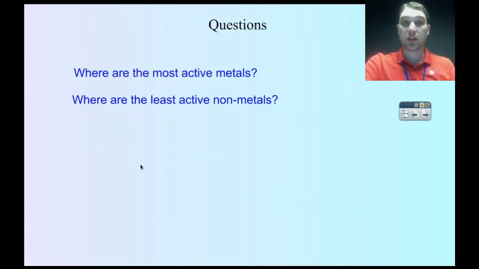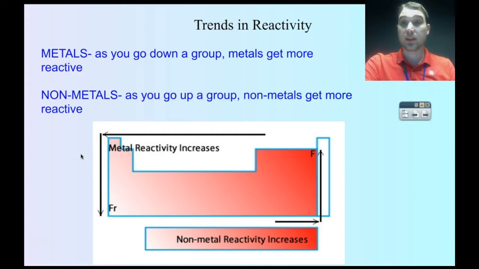So where do you find the most active metals? Where do you find the least active nonmetals? So if we go to reactivity, we can see its relationship to electronegativity. The most active metals, the most reactive metals, are the ones that are least electronegative. So they're on the left and they're down the bottom. So that would be francium. The most reactive nonmetals are the most electronegative. So they're on the right-hand side and at the top. So that gives us fluorine again.